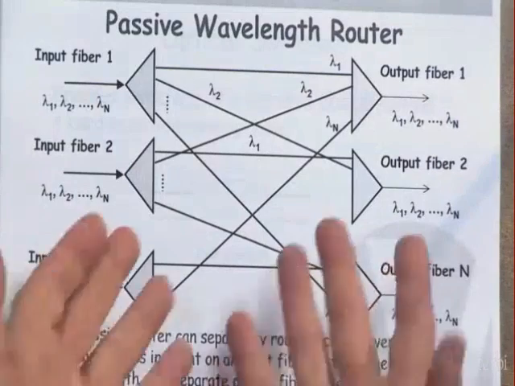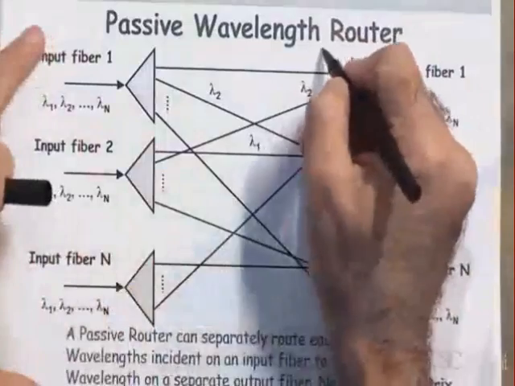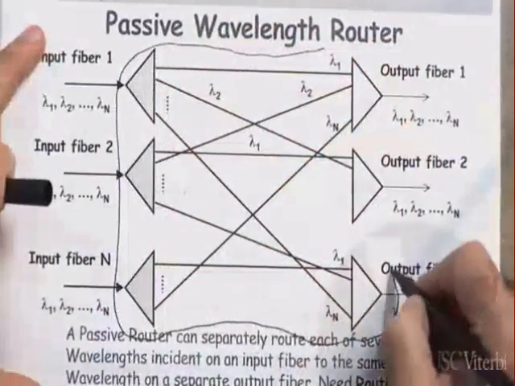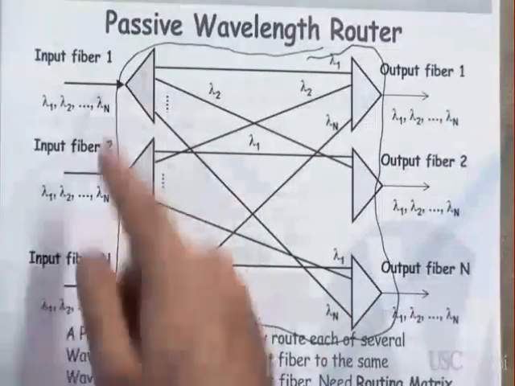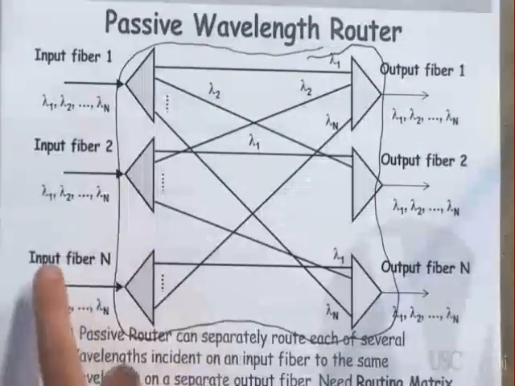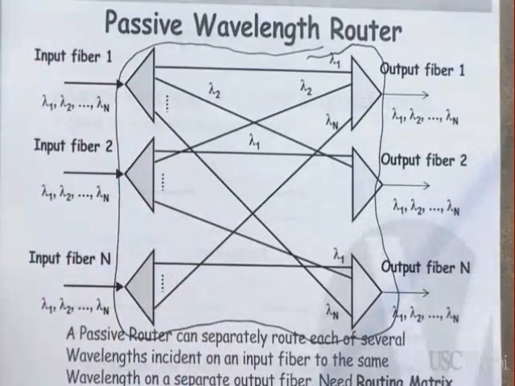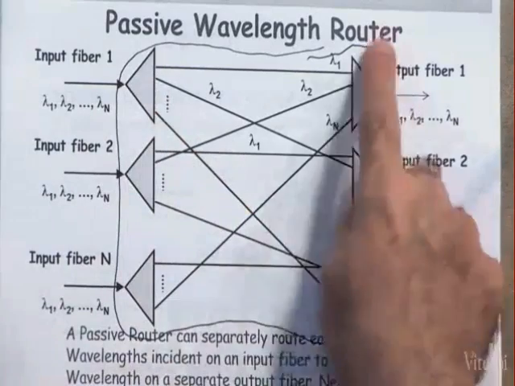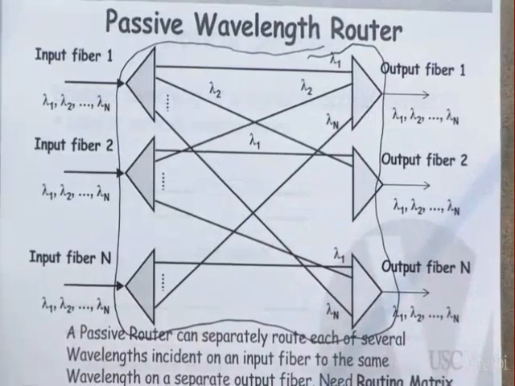Where is the router? Can you show me where the router is? The router is this whole thing. This is the router. Here. How many inputs does the router have? N inputs. By the way, when I say N inputs it means the input fiber N, input fiber 2, input fiber 1. Are you following me or not? Yes or no? How many inputs does it have? It has N inputs. How many output interfaces does it have? It has N output interfaces.